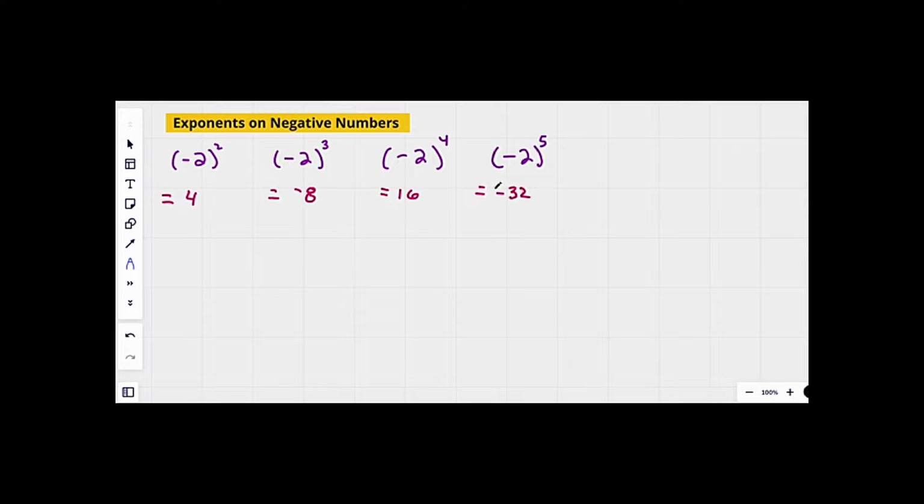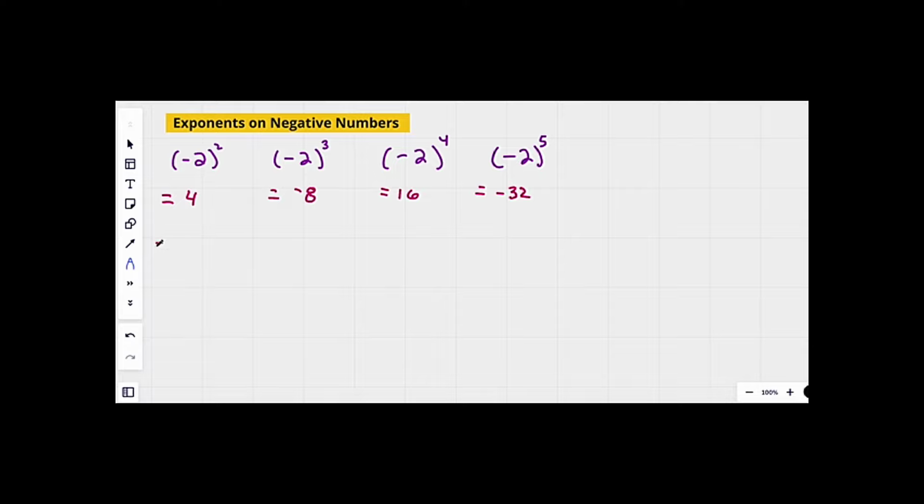So here we see when our exponent is an even number, we always end up with a positive. This one's an even number, we end up with a positive. When our exponent is an odd number or an uneven number, we end up with a negative. We see here a negative. We have a 5 here, and we end up with a negative. So let's walk through this process. How did we end up with a positive?